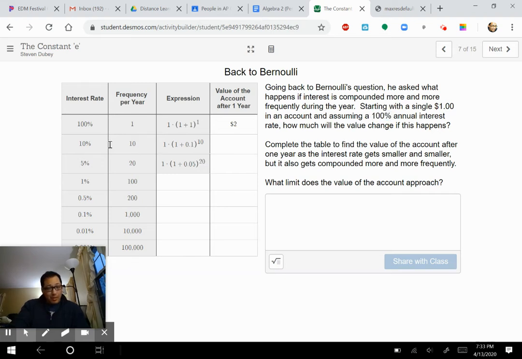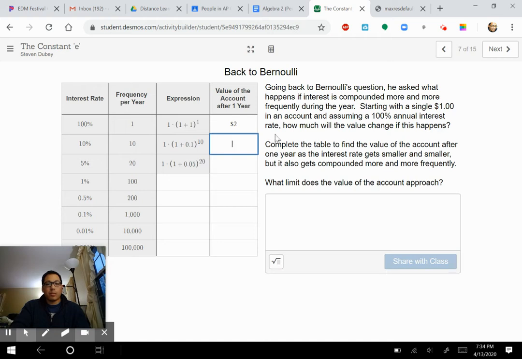But then, what happens if we make it smaller? Instead of 100% one time, we'll do 10% 10 times. So that's what this expression is showing us. We're starting with $1, we're increasing by 10% here, but we're doing that 10 times. Nominally, this is like the same thing, right? But we know that when you compound more and more frequently, it has more time to grow on itself, the interest.